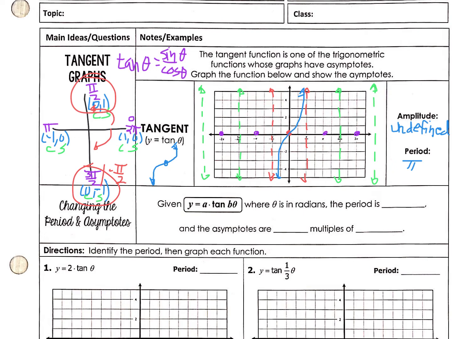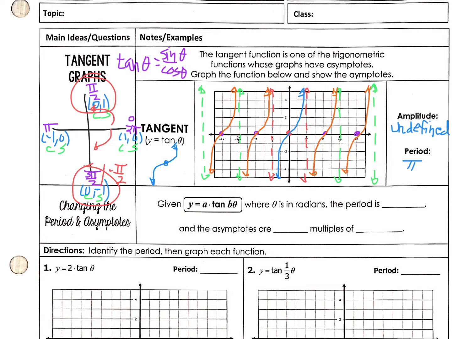All right, and then finally, let's see. I'm going to use an orange line. So I'm going to go from the right to the left, put arrows on the end, because these lines go on infinitely. From the right to the left, and from the right to the left.